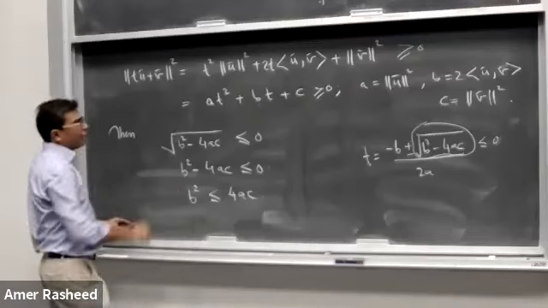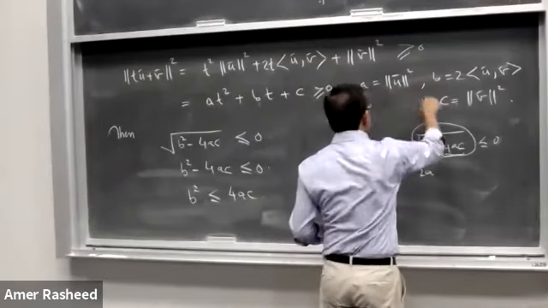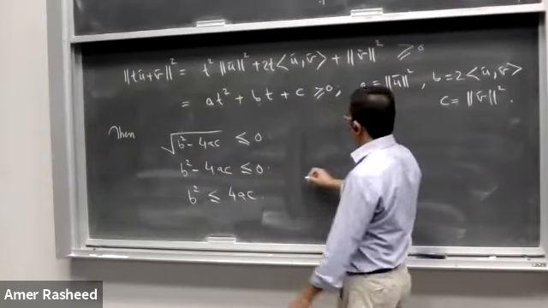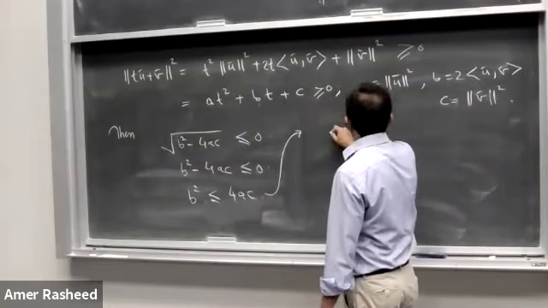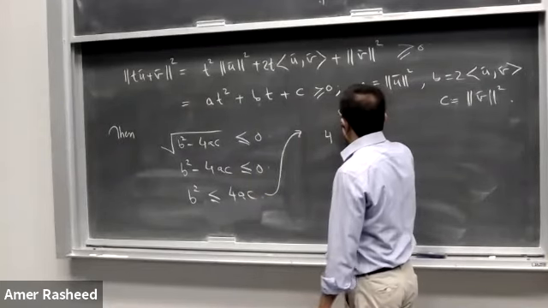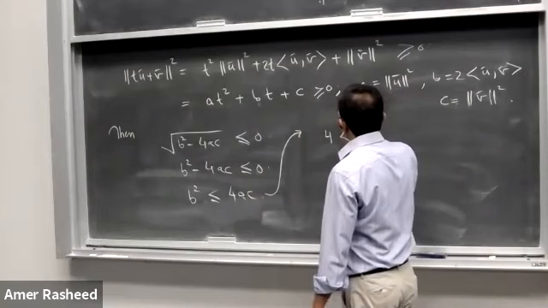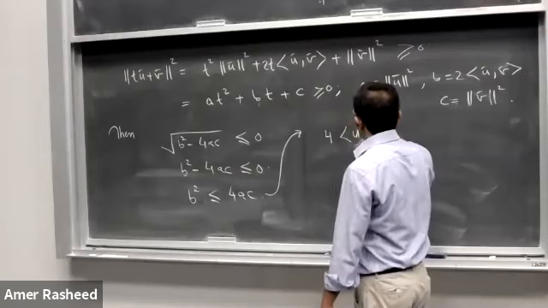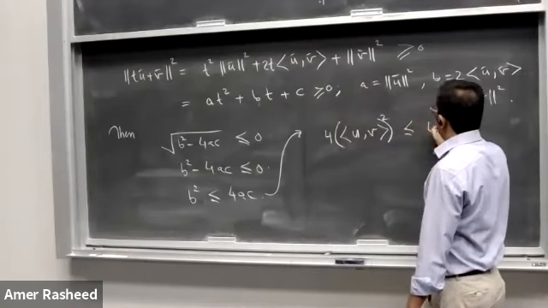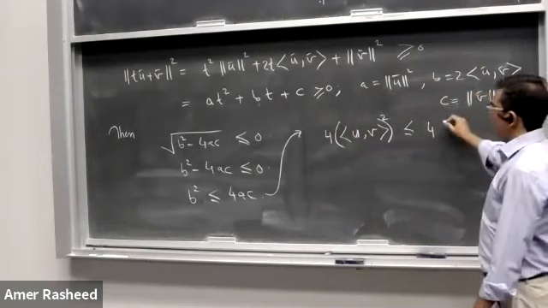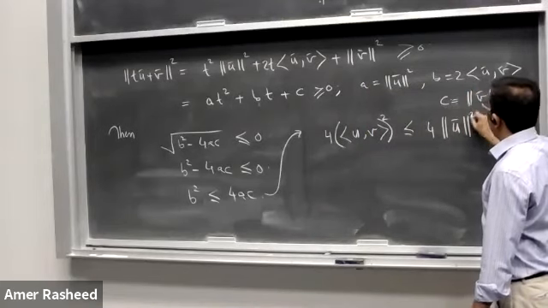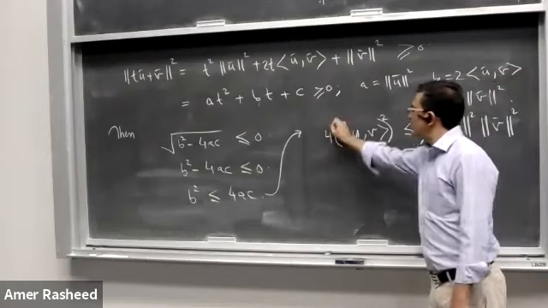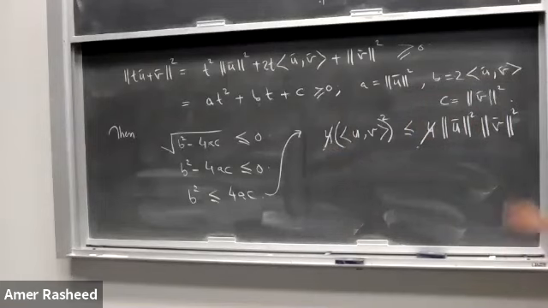Now, you can put the value of b, a, and c in this expression. What do we obtain? We obtain b square is 2 times the inner product of u and v, squared. This whole square is less than or equal to 4AC. What is A? It is norm of U square, and C is norm of V square. Now you can cancel this 4, and then take the square root on both sides.